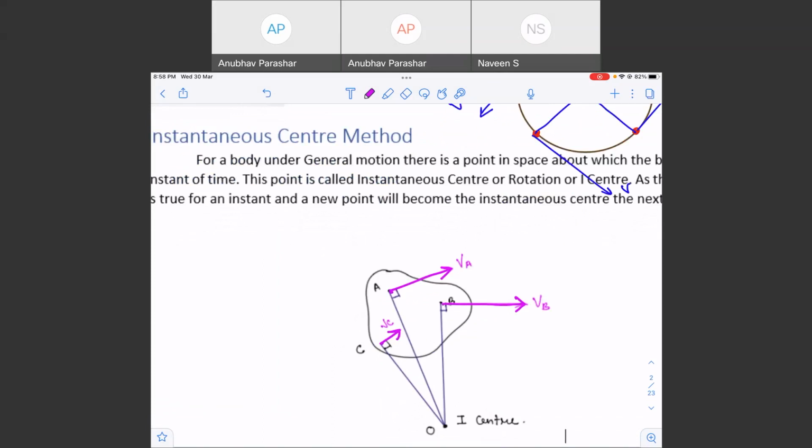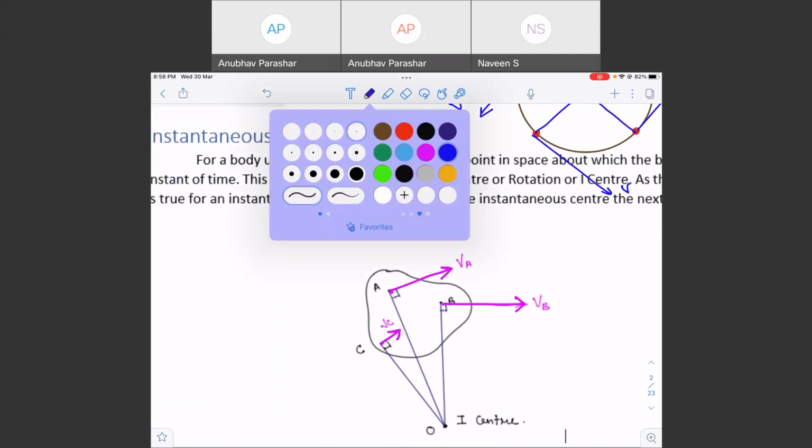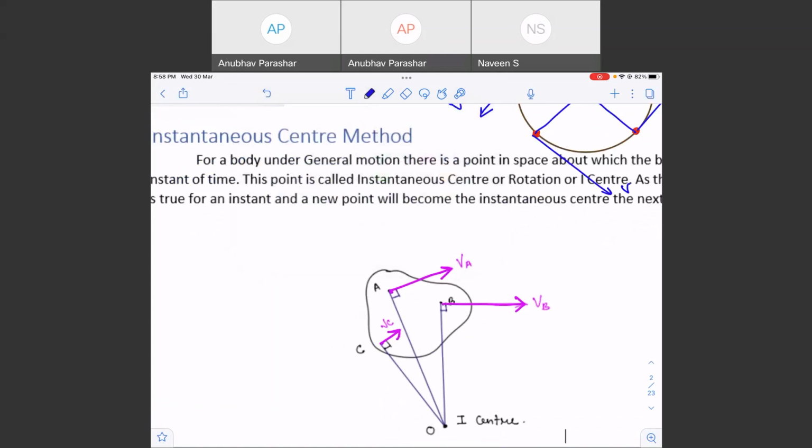Now, next, what I do is a kind of reverse engineering method. We draw perpendiculars to all these velocities. Let me say I draw a perpendicular to the velocity at point C.